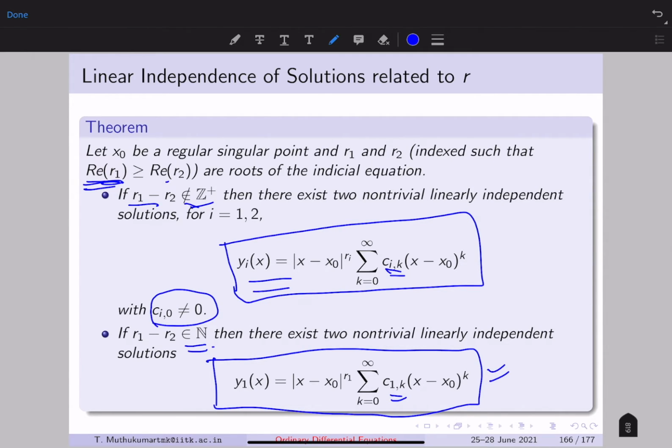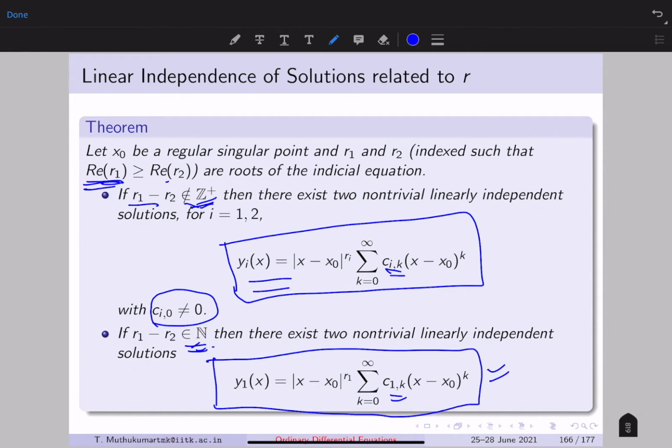One more linearly independent solution, and it's not always easy to find that other linearly independent solution. So in this case you have a linearly independent solution. In the other cases you have to make an extra effort to find that linearly independent solution.